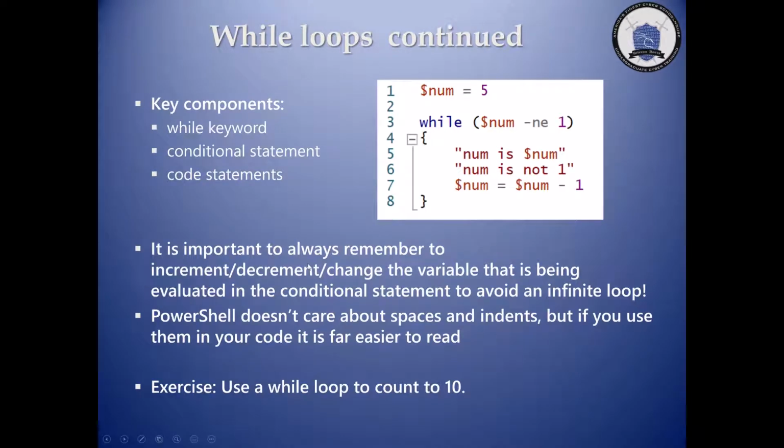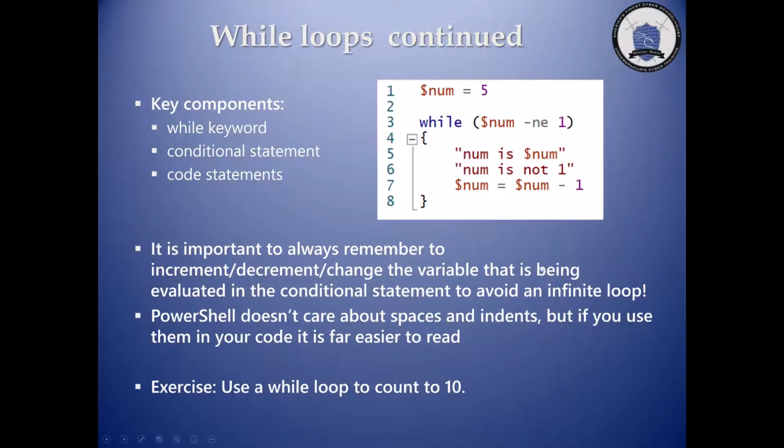All right, so let's go ahead and get into the syntax of while loops. So again, you have your key components, right? You have the while keyword, you have your conditional statement, and then you have your code statements. Again, it's always important to remember that at some point in a while loop, you have to increment, decrement, or change the variable that is being evaluated in the conditional statement. If you don't change this variable, then if it's true once, it's always going to be true, and you're going to end up getting an infinite loop.